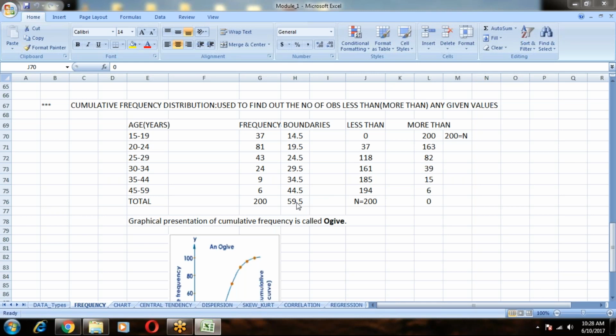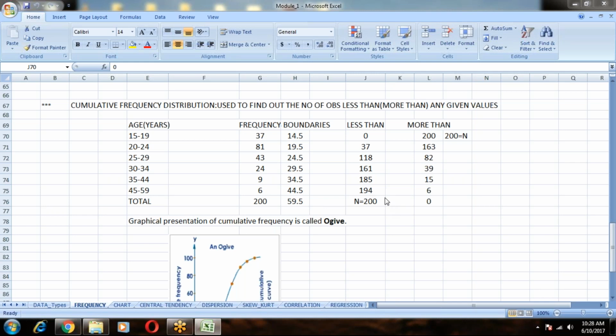In this way, we will keep on adding, and at last, see how many people are there whose age is less than 59.5. We have in total 200 students. So no one is above 59.5, right? This is my maximum or upper boundary. Everyone's age lies below this 59.5 value. So we have 200 students whose age is below or less than 59.5. What we did is keep on adding the frequencies, and at last we got the total number of students.